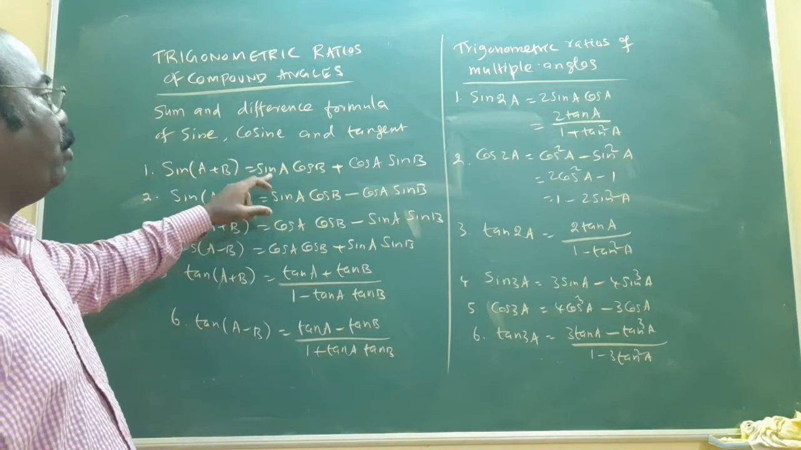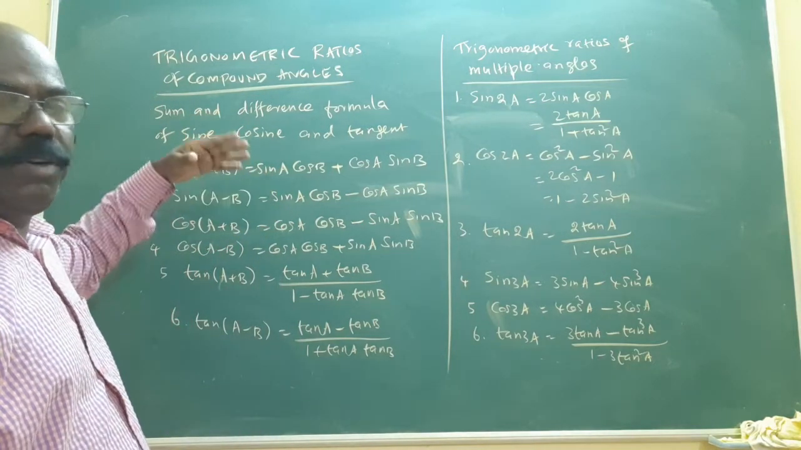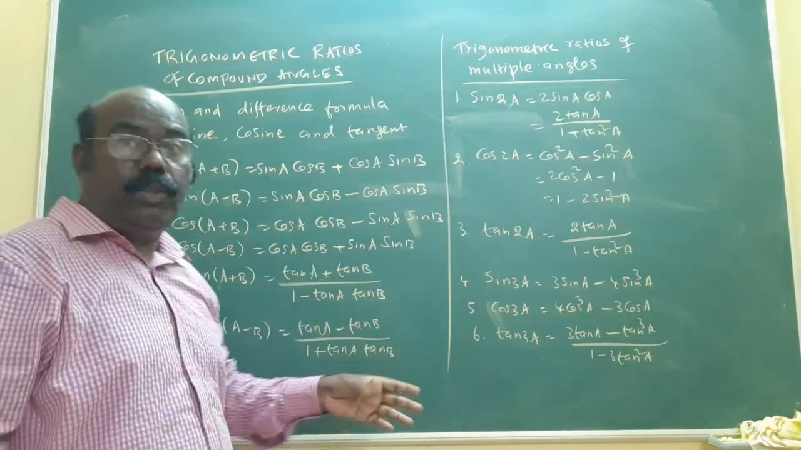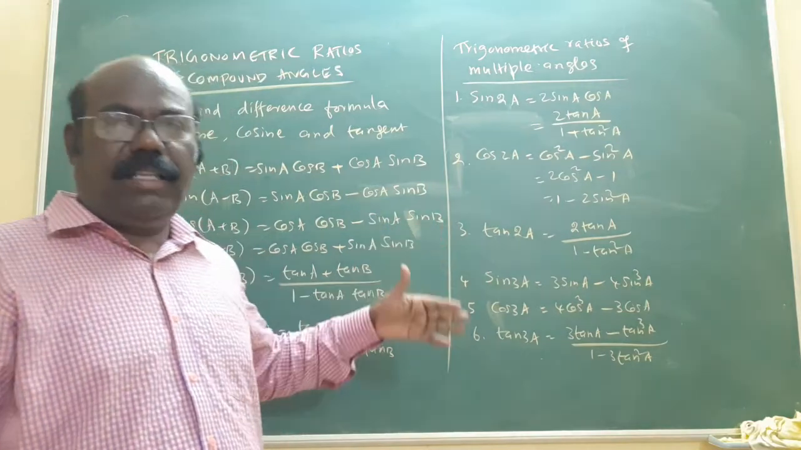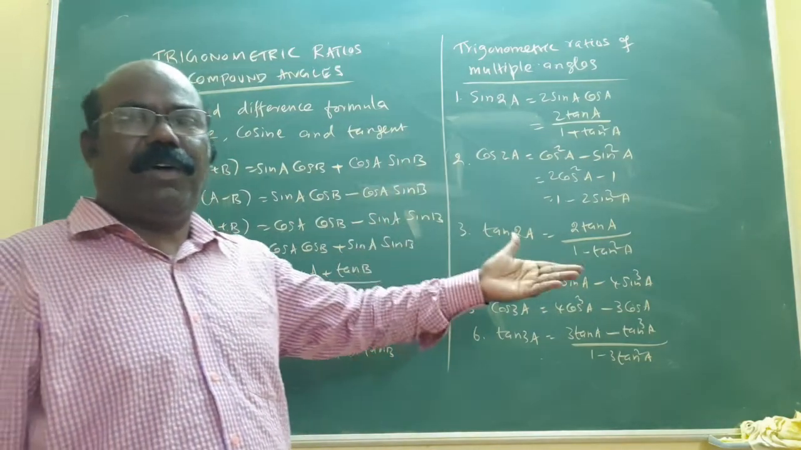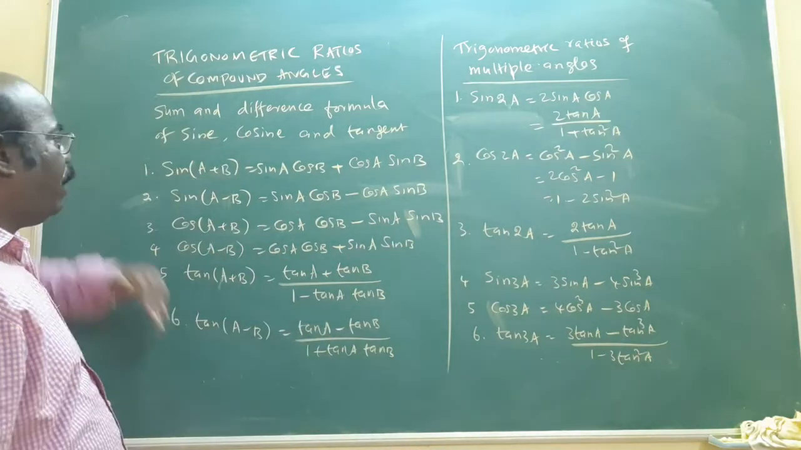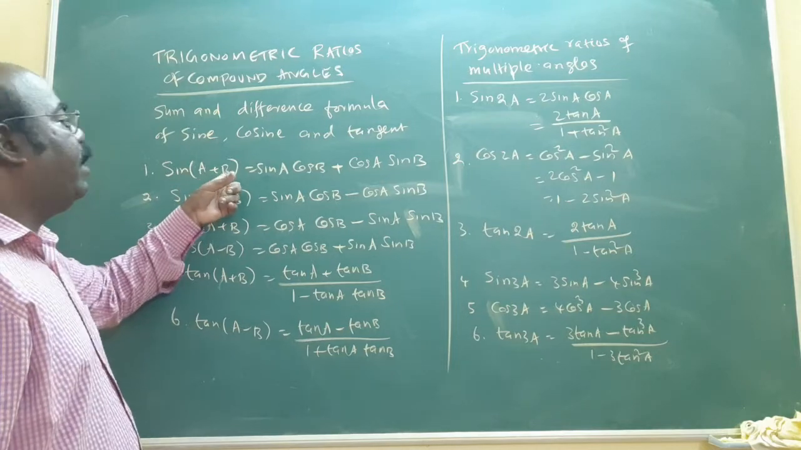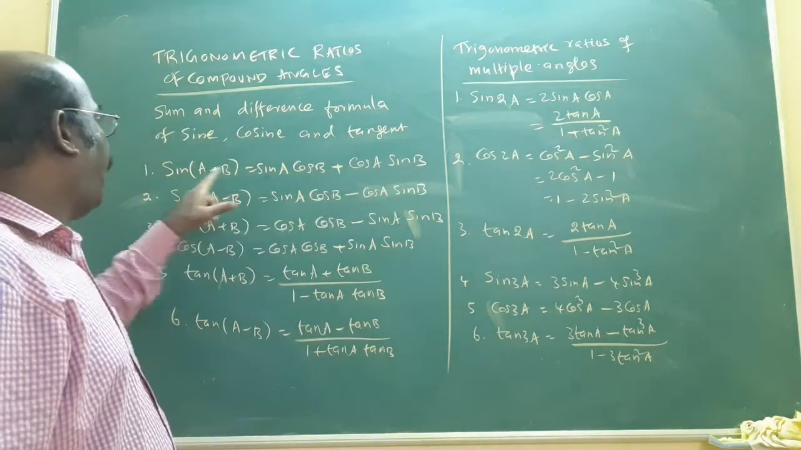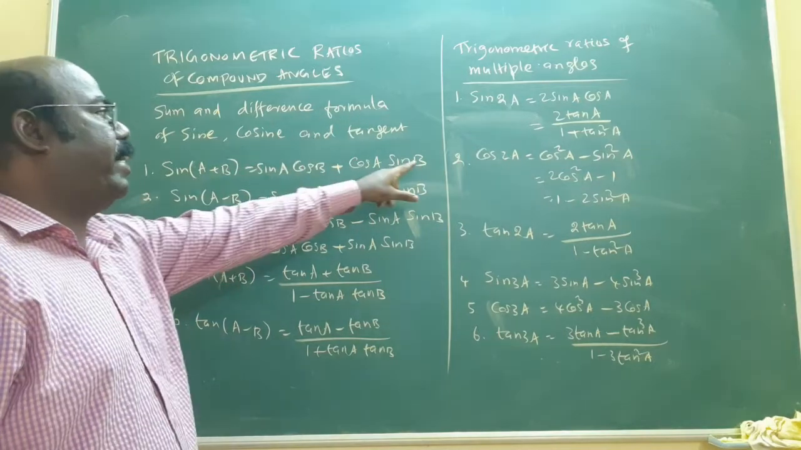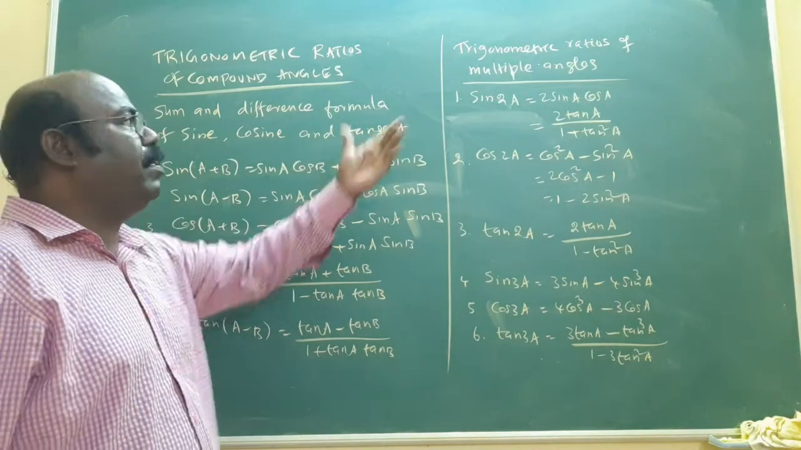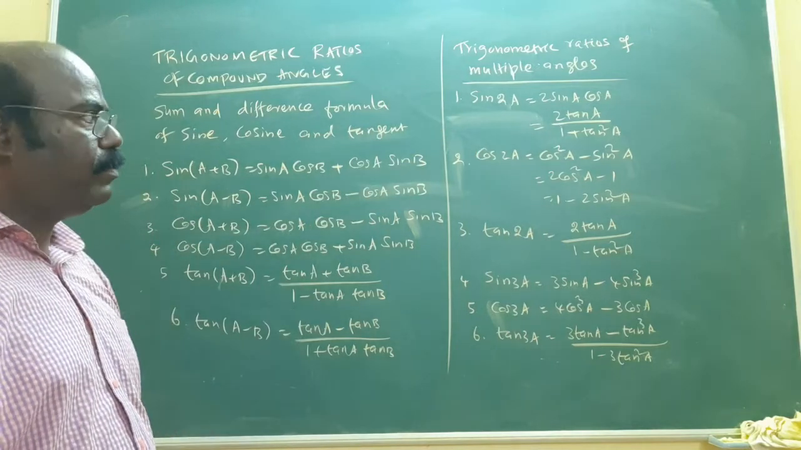What I told you, from the standard formula you will derive so many formulas. That's why so many formulas are there. All the formulas are derived from the previous formula only. From the first formula, put B equal to A: A plus A, 2A, sin 2A, here sin A cos A, here sin A cos A, added equals 2 sin A cos A.